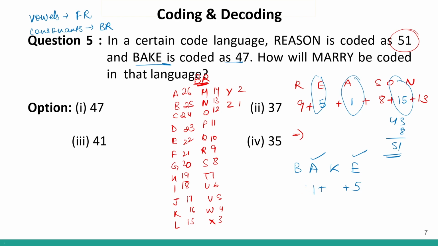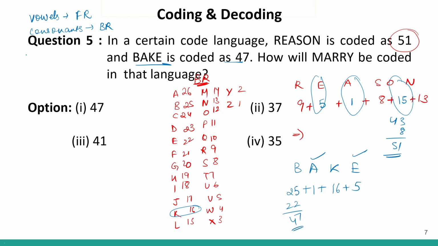And then we take backward rank for B and K. For B, the backward rank is 25. And for K, the backward rank is how much? 16. Correct? So this will be how much? 16 plus 1, 17. 17 plus 5, 22. And 22 plus 5 will give me 47. So this is correct for bake as well.